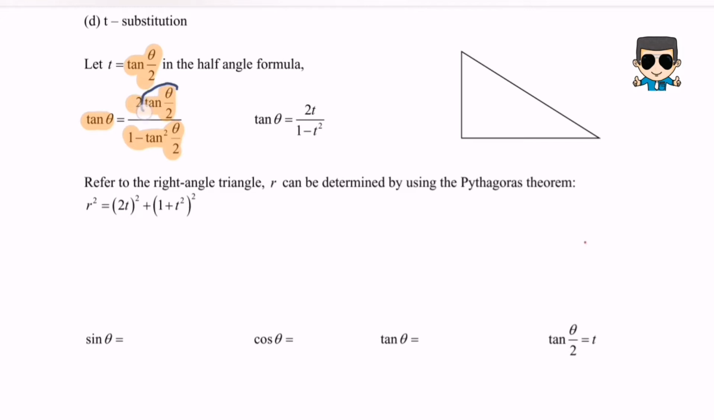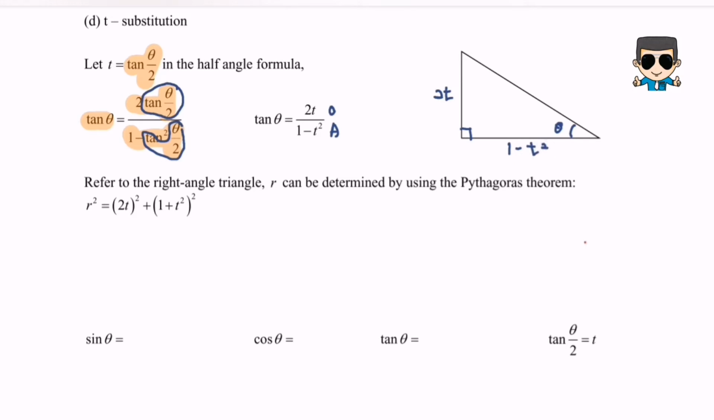2t over 1 minus t squared. So by using a right angle triangle, we have theta over here. The situation would be opposite over adjacent. So opposite will be 2t and adjacent will be 1 minus t squared.